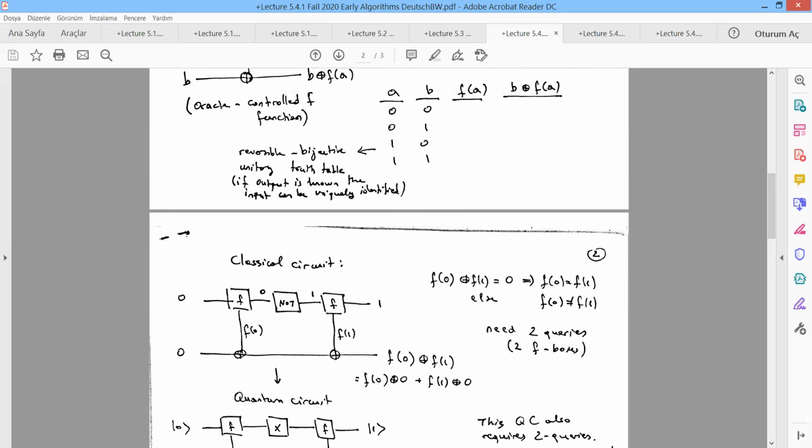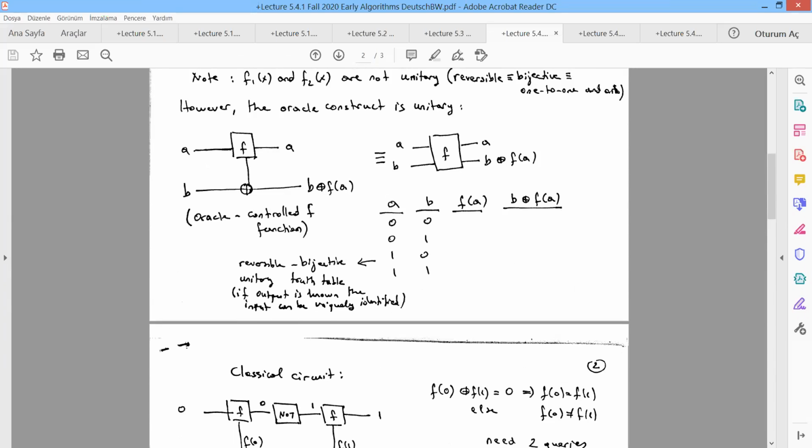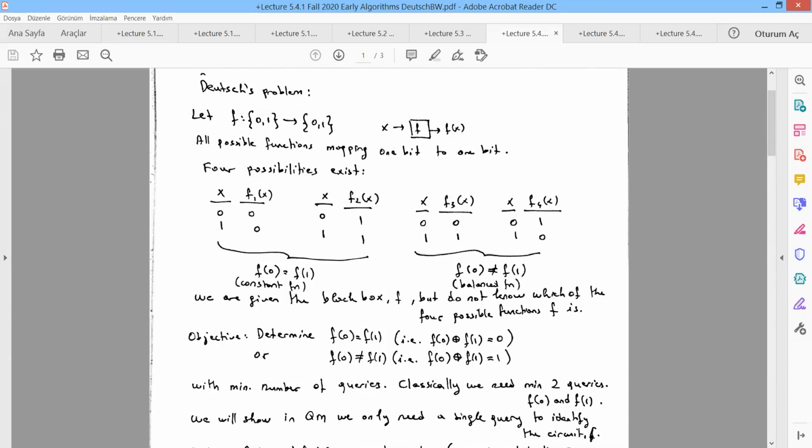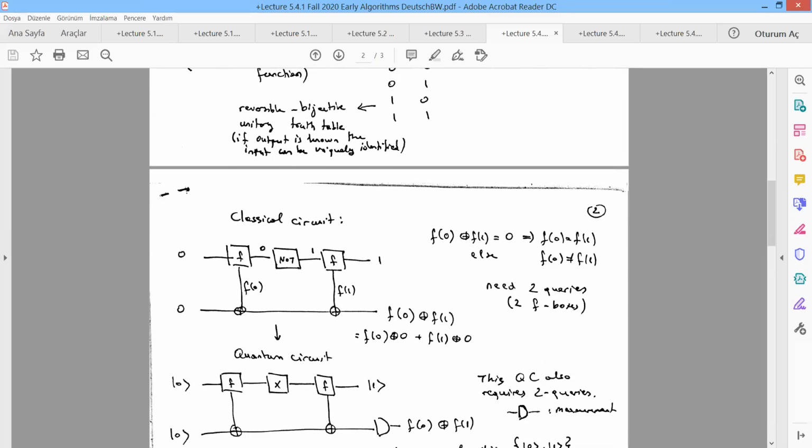Classically, this circuit, this classical circuit, can be used to compute whether we have a constant function, defined like this, or a balanced function. How can we do that?